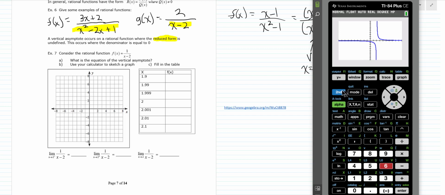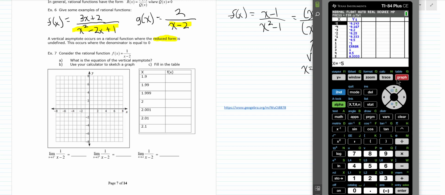Let's go to our table and construct a graph of this. The first thing you're going to notice is we have an error at 2. That's because this function is undefined at x equals 2. So start by drawing a vertical line through x equals 2. And just get a few other points. Like here's the point (3, 1). All right, here's a point at 4.5, like that.